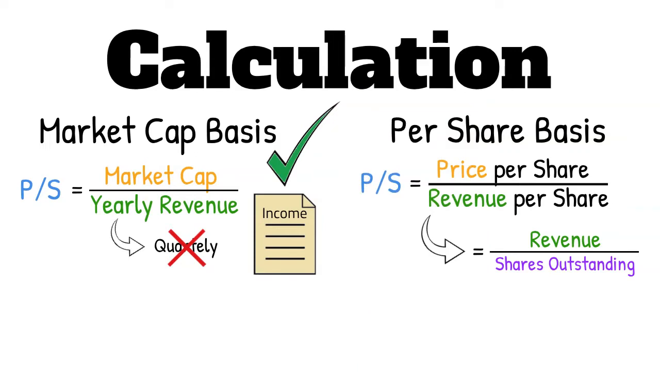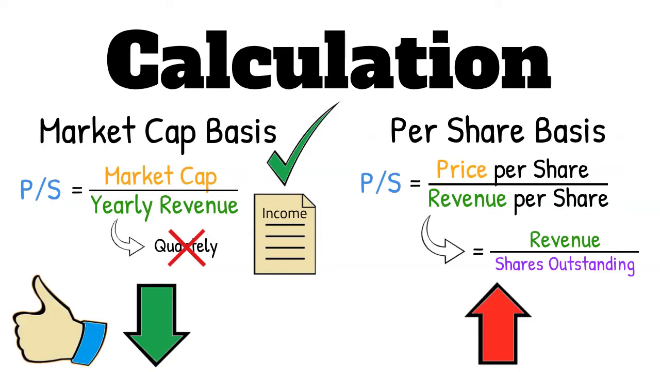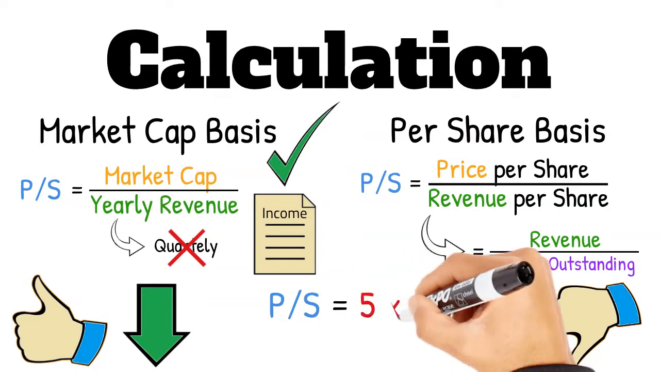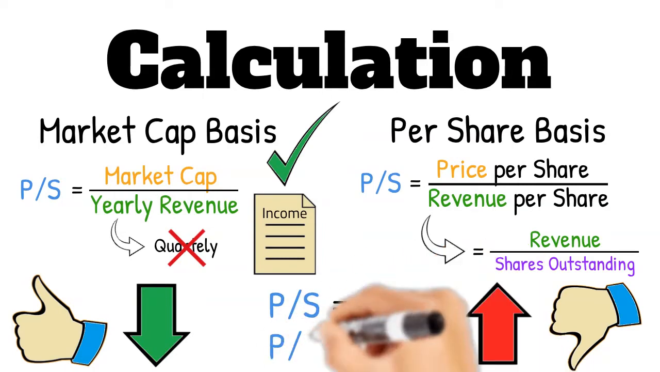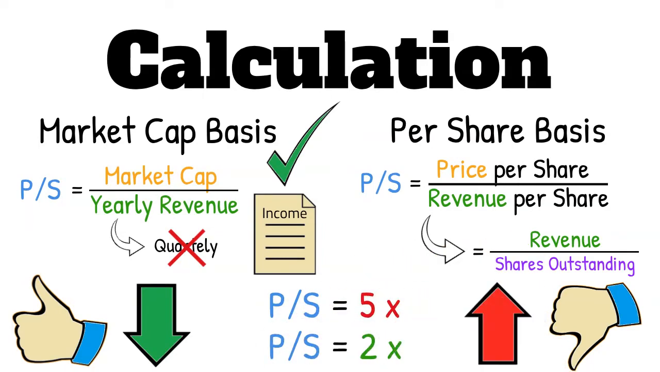For the price to sales ratio, you'll get a multiple, in which lower is better and higher is worse. So if we have company A with a price to sales multiple of 5 times and company B with a price to sales multiple of 2 times, this ratio implies that the shares of company B are of better value. Simply put, for each dollar you'd have to spend in share price, company B offers you more value in the amount of revenue that they make.